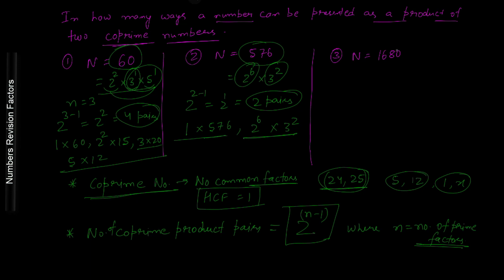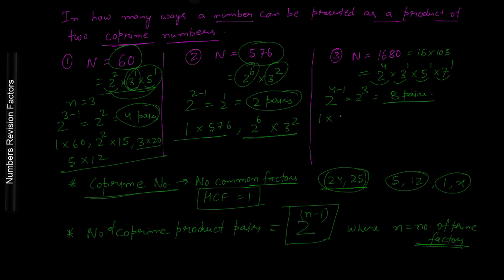Okay. 1680, factorize carefully. It is 16 into 105, right? So it is 2 to the power 4 into 3 to the power 1 into 5 to the power 1 into 7 to the power 1. So power doesn't matter. There are 4 prime factors, that's what matters. So 2 to the power 4 minus 1, that is 2 cube. So there are 8 pairs. Okay, I can show you those 8 pairs.